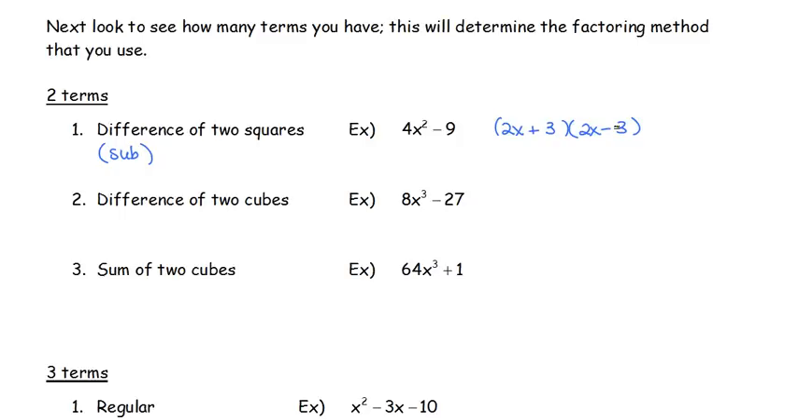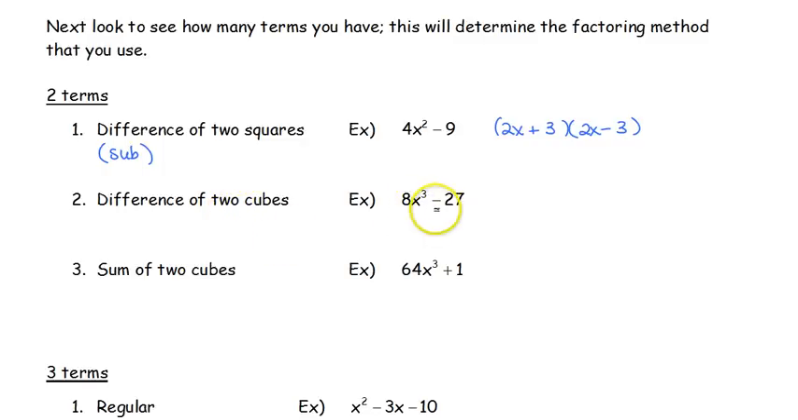Our second option is the difference of two cubes. The only difference between the cube ones and the square ones is, if you have the difference of squares, it must be subtraction. If it's cubes, we can have subtraction or addition. So that's a little bit tricky, so make sure that you have that one clear. Difference of two cubes, difference means subtraction, and two cubes means we have two cubed numbers.